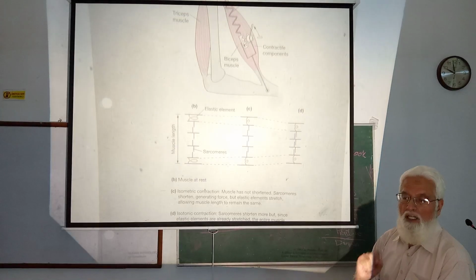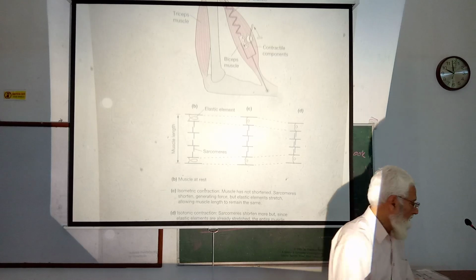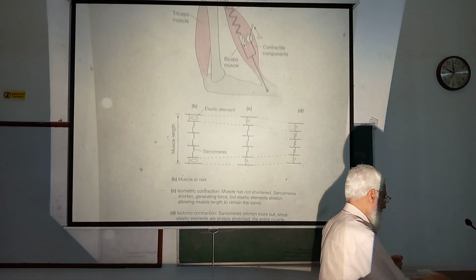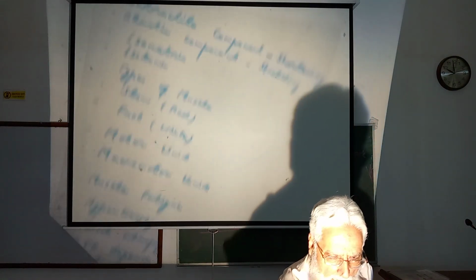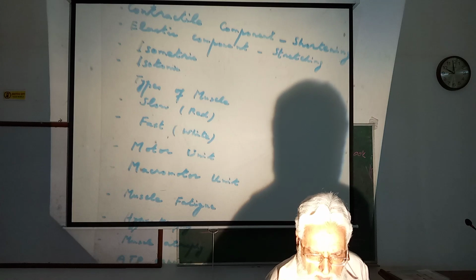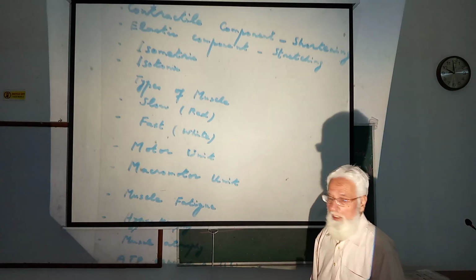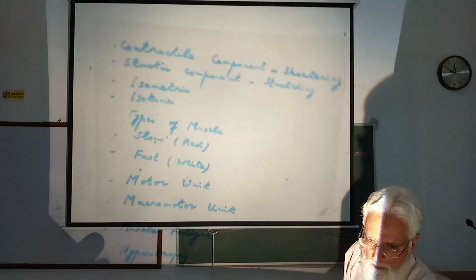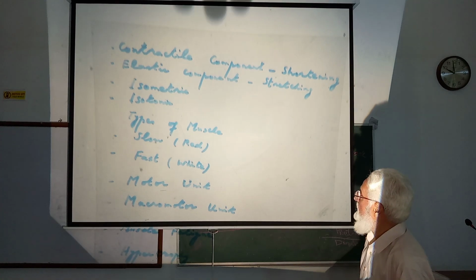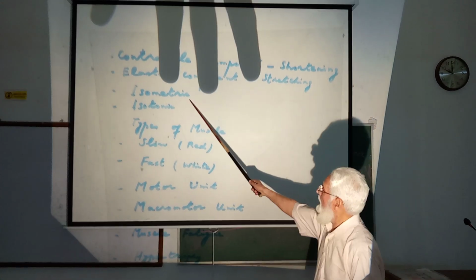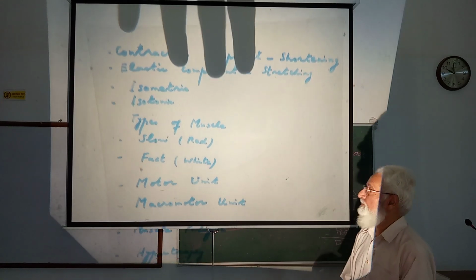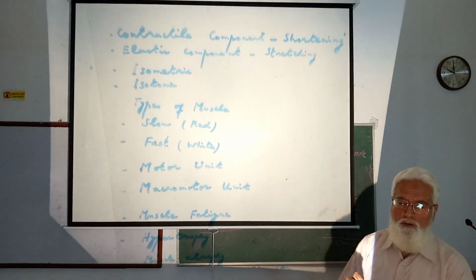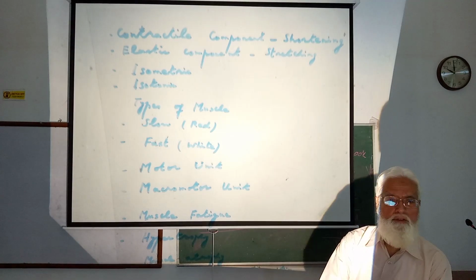Now we come to the types of muscle contraction. So two types of muscle contraction: isometric and isotonic muscle contraction. Now first, about the isometric muscle contraction.